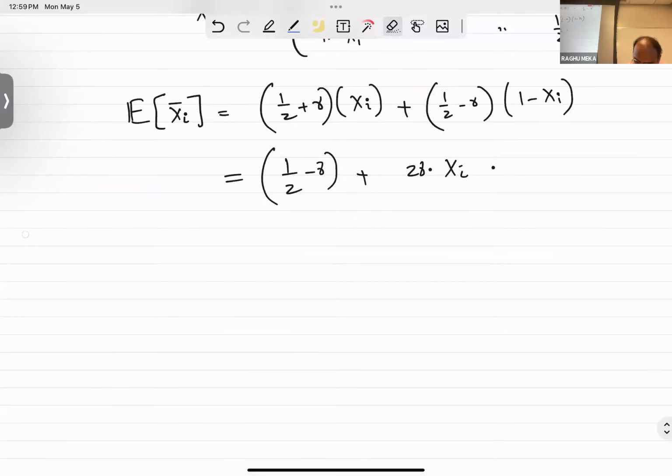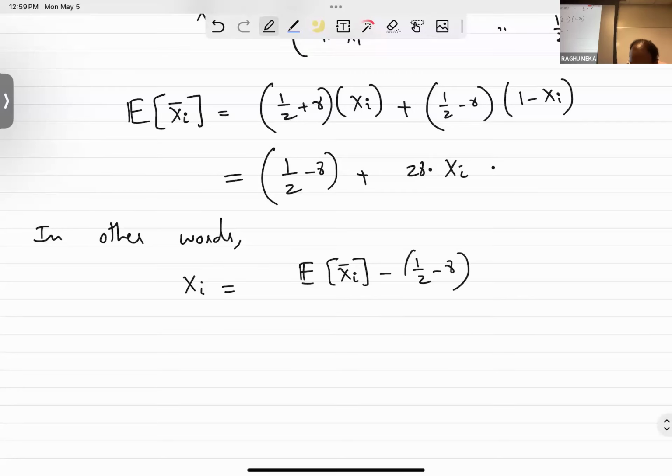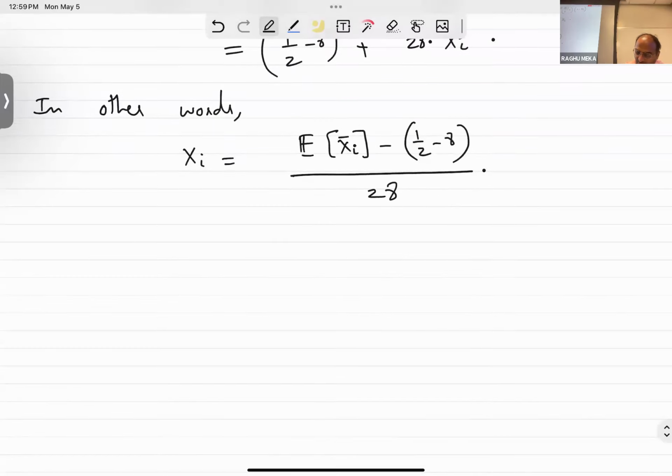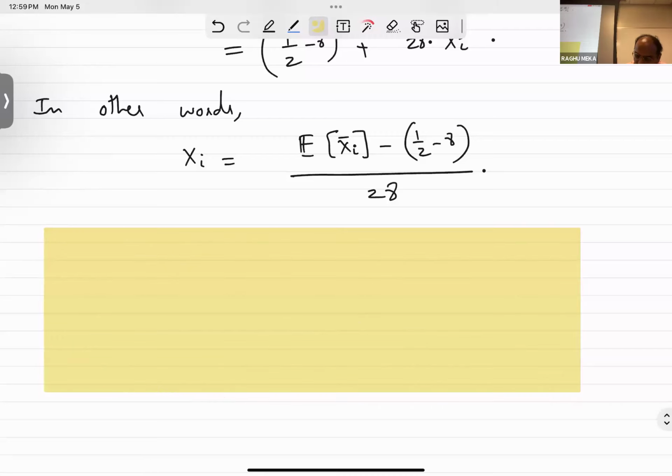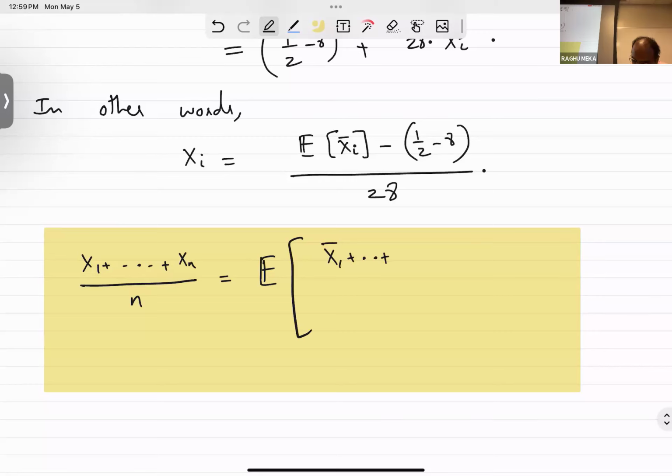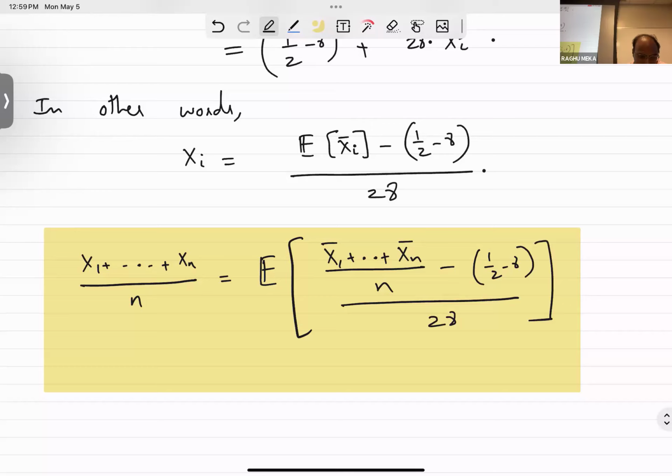So reversing this, I can write xi in terms of the expectation of xi bar. If you had to estimate the mean, I can use this formula. So x1 plus up to xn divided by n is the same as the expectation of the corresponding expression in the xi bar. So from the new data set, I would compute the mean, correct for the bias I'm introducing, and then scale.